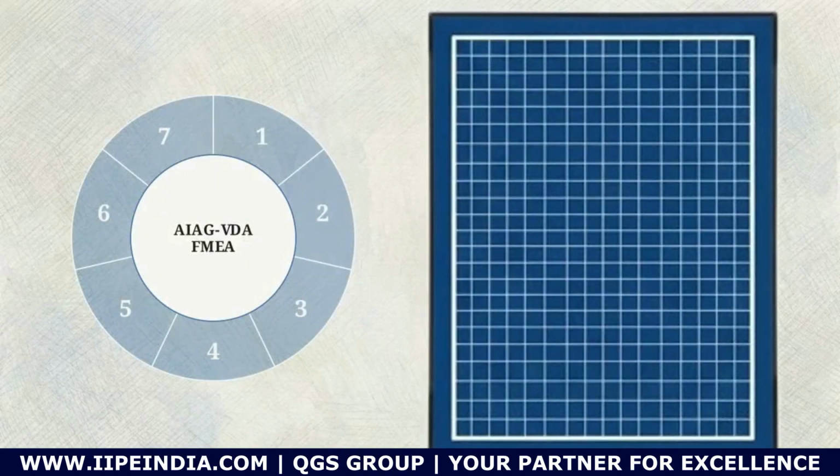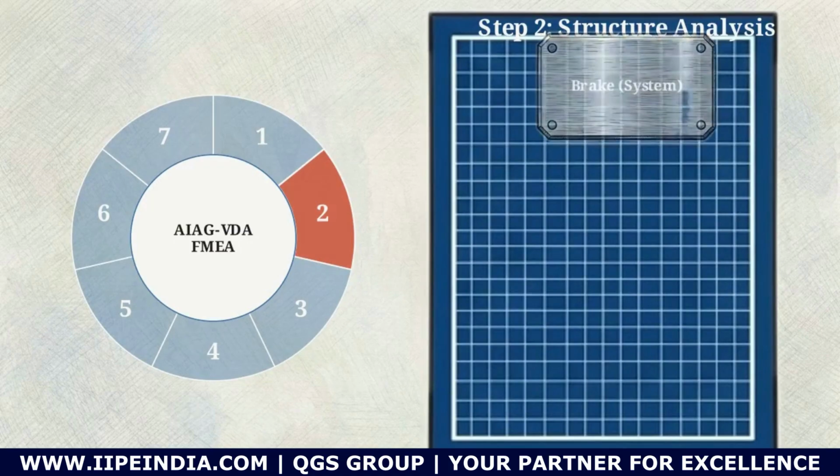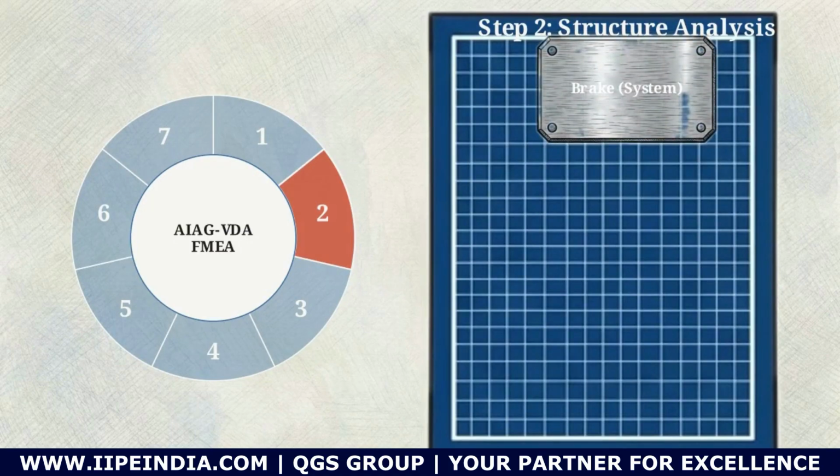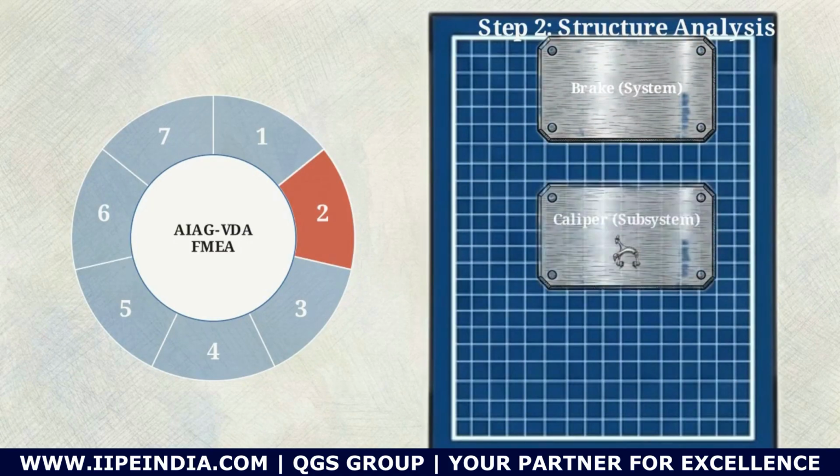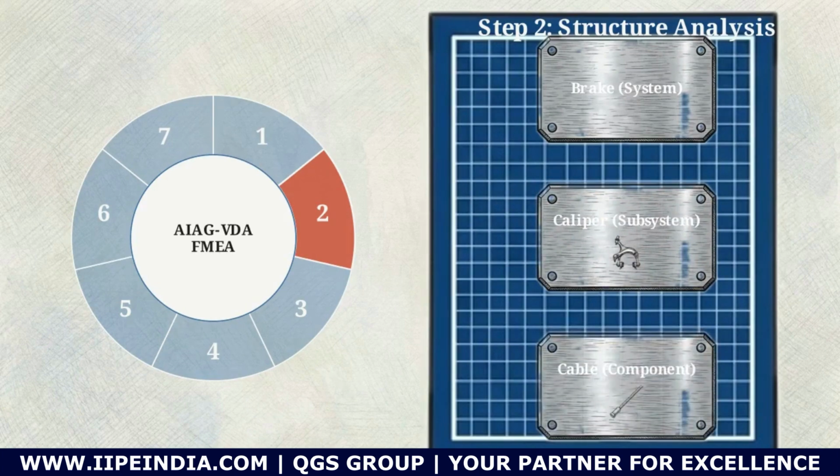Step 2 is structure analysis. This diagram breaks our targeted product down into a clear hierarchy. We map out the relationship from the highest system to the subsystem down to the individual component, which in this case is the brake cable.